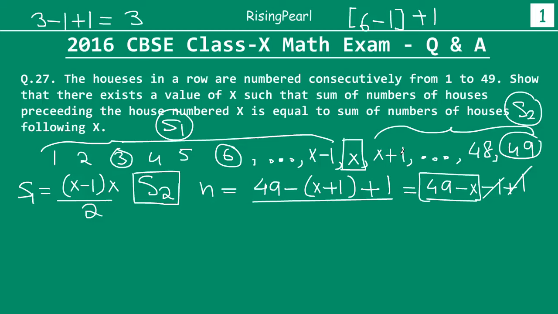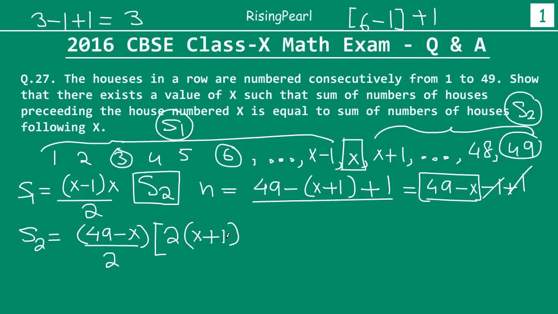So now that we know that, and the first term is x plus 1, let's go ahead and find S2. S2 will be the number of terms, which we just found out, 49 minus x, divided by 2, right? n by 2 times 2a plus n minus 1 times d. What is a? a is the first term, which is x plus 1. What is n? n is 49 minus x. And d is 1.